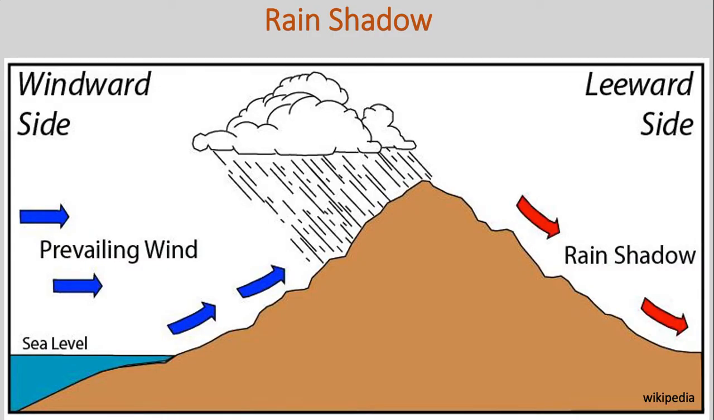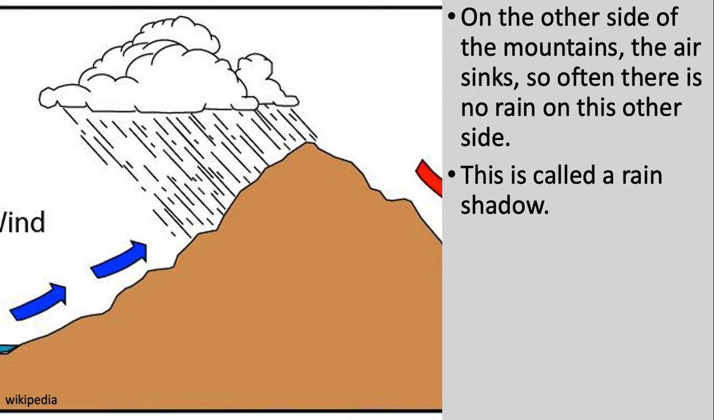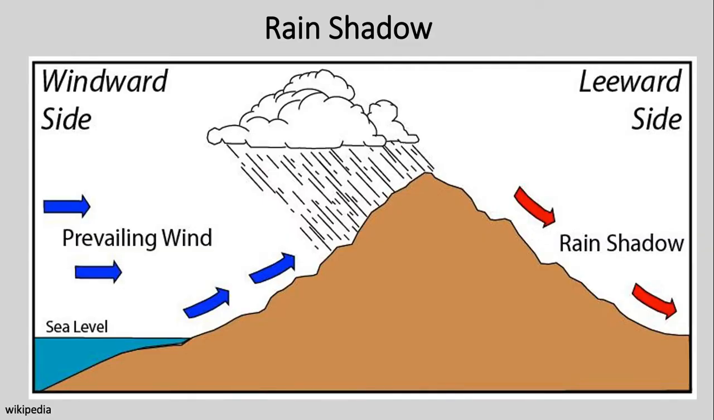Rain shadow. As wind approaches a mountain range, the mountain range will cause the air to rise. Rising air will release its moisture as it cools, resulting in cloud formation and precipitation. On the other side of the mountain, the air sinks, so there's often no rain on this other side. This is called the rain shadow. So on the windward side of the mountain, you get rain. On the leeward side, you get the rain shadow and no rain.